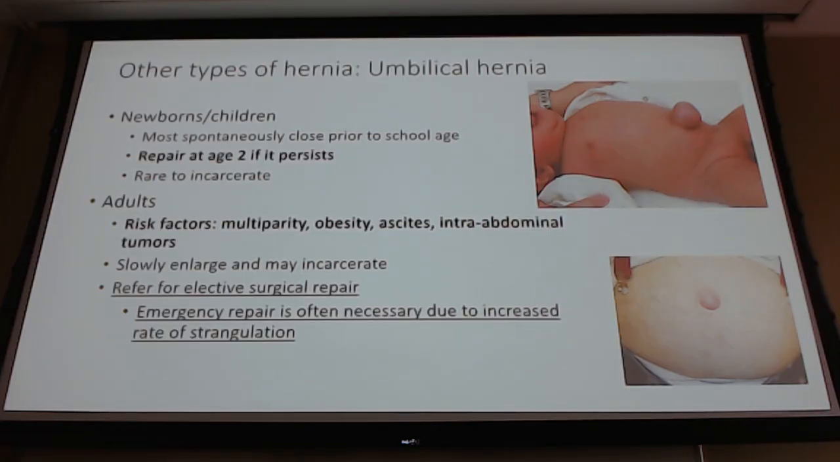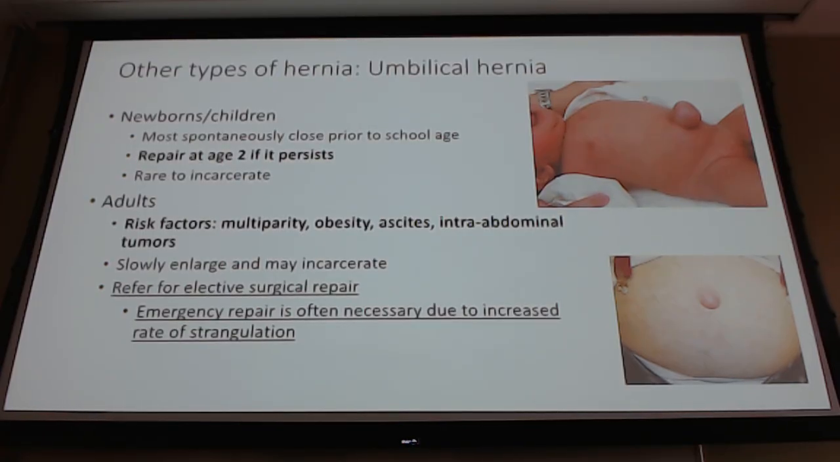Now for adults, you have multiparity, so multiple pregnancies, if they're obese, they have really bad ascites, or if they have intra-abdominal tumors, so anything that is an increase of the intra-abdominal pressure, you can cause that hernia. All of us, where our umbilical veins come in, have a tiny little defect right where that umbilical remnant is. So it just depends on if that gets bigger or not.